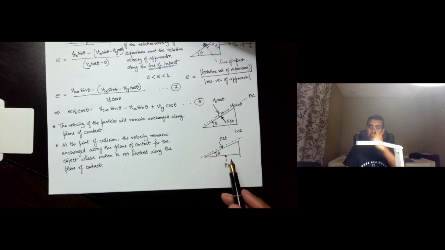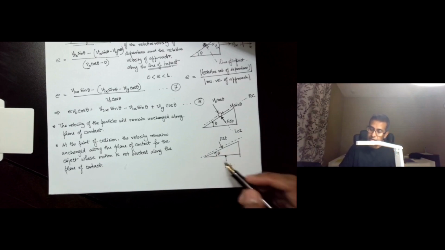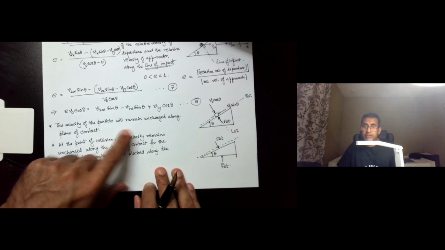So this incline, because of the ground constraint, does have a blockage. It does not allow motion to happen freely along the plane of contact, because there is a component of this plane of contact along the ground. Okay, but the velocity of the particle will remain unchanged. For this particle, the velocity will remain unchanged.